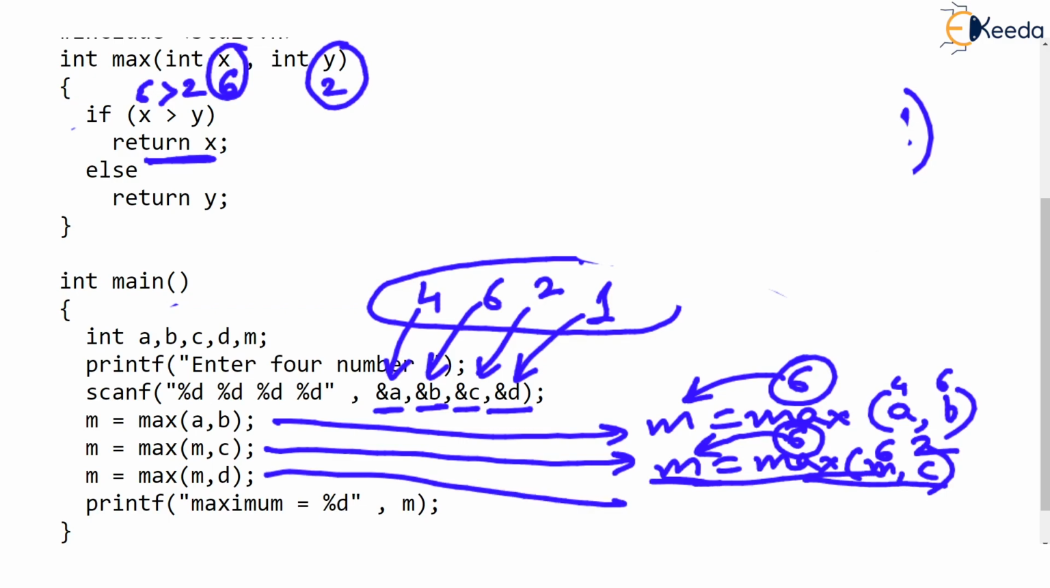Similarly, we can again call max as M is equal to max M comma D. M is still 6 and D is 1. So obviously the largest returned will be 6 and M will become 6. Ultimately, we have found the largest between A, B, C and D. And finally, we print maximum is M, that is 6. So you will say, what's so special about it, sir?